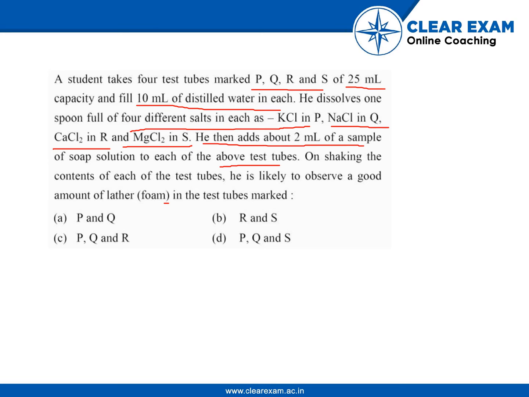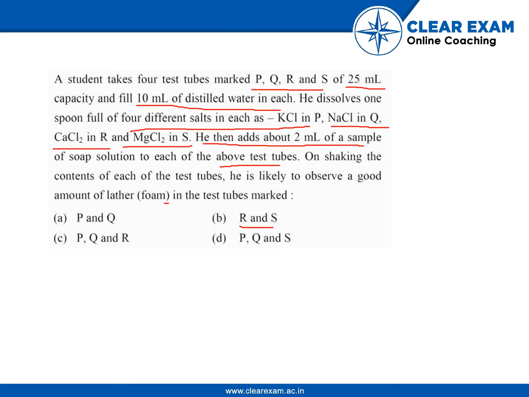So scum is formed by the reaction of soap with calcium and magnesium salts in water. Now test tubes R and S contain calcium chloride and magnesium chloride respectively. Thus scum will be formed in these two test tubes. That is, the scum answer is R and S.